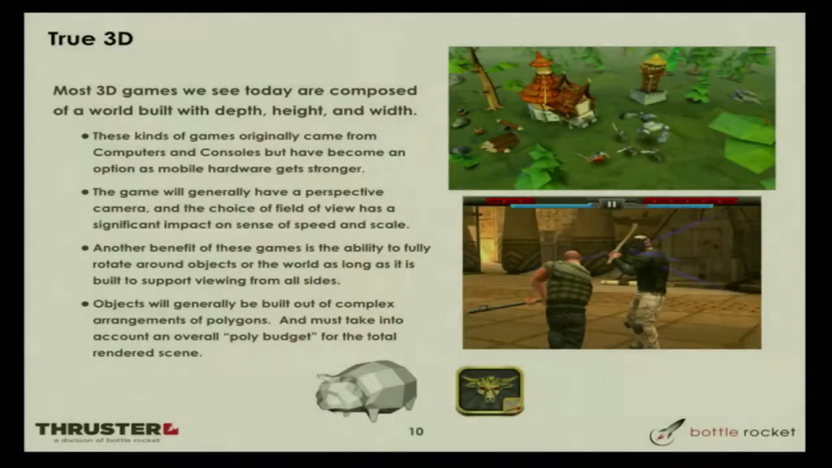You guys have all played games. Sometimes you can't go everywhere, and so they'll put up walls of trees, things like that. They don't have to model everything. Objects generally are going to be built out of complex arrangements of polygons. See a little pig down there? And they're going to take into account an overall poly budget. Another big thing about stepping into 3D is starting to be aware of poly budget and vertex count.